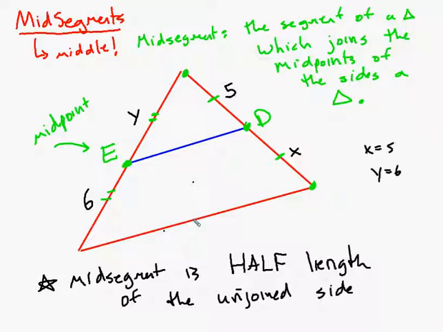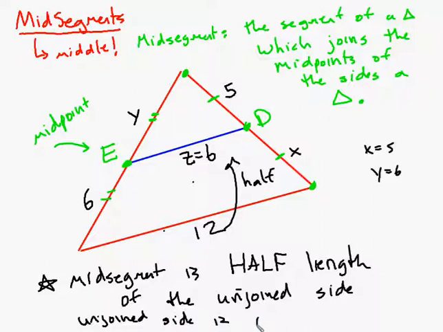So what do I mean by that? Look with your eyes. If this is 12, what's z? 6. Notice it's half that unjoined side. I could also say the unjoined side is double the mid-segment. It works both ways. It's kind of like radius and diameter, except in a triangle. It's kind of the same concept there.